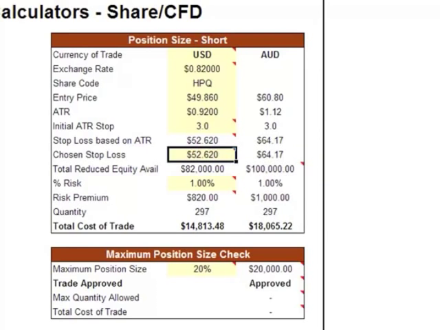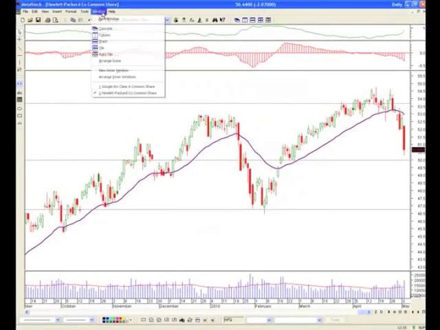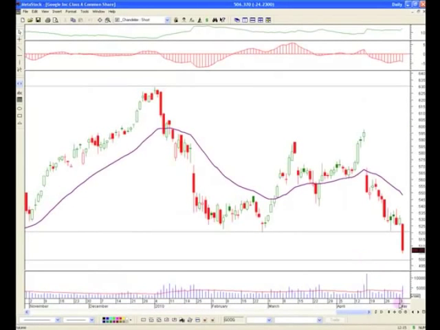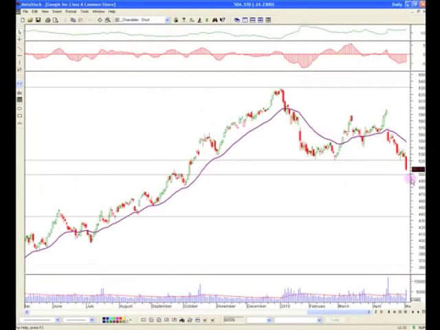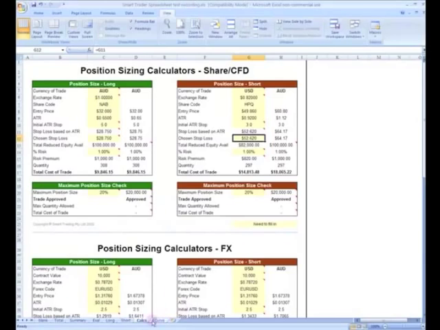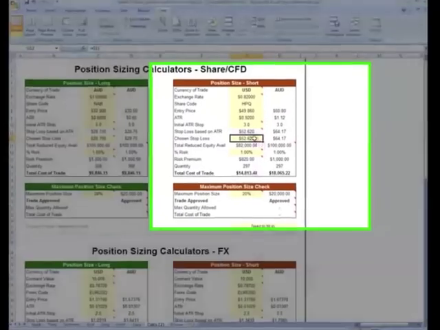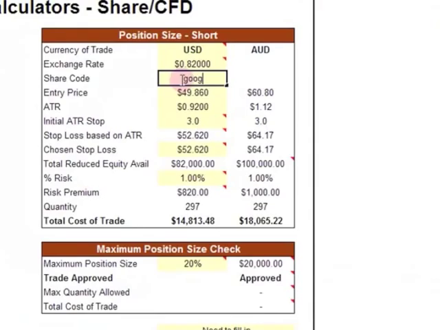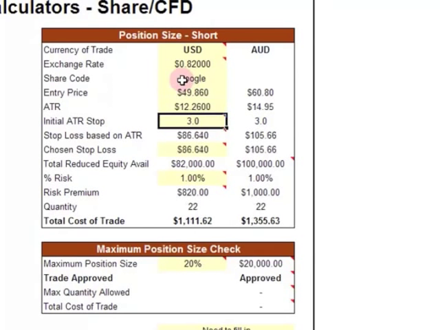So let's have a look at the other share, Google. This one, if it broke through $500, I want to get in. Its ATR is $12.26. So let's go to the spreadsheet. I'm just going to copy this. Let's keep the same exchange rate. So its ATR was 12.26.